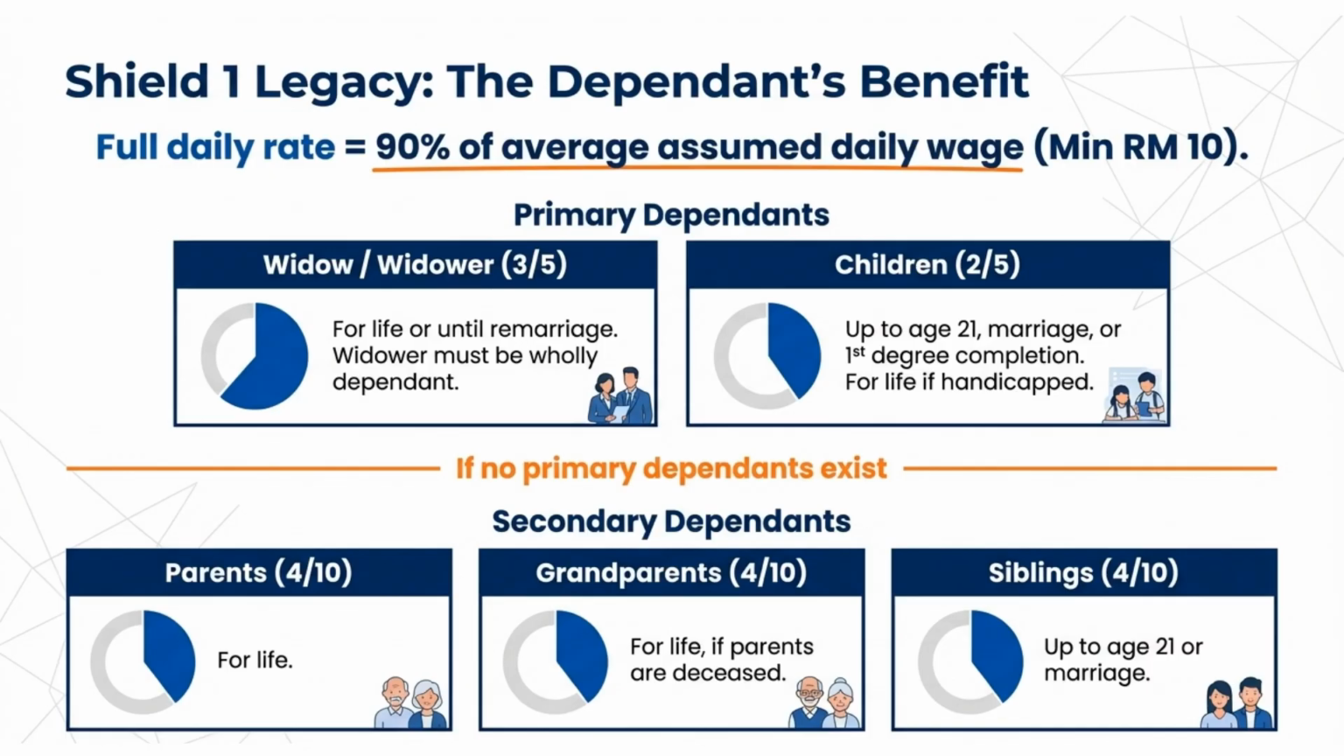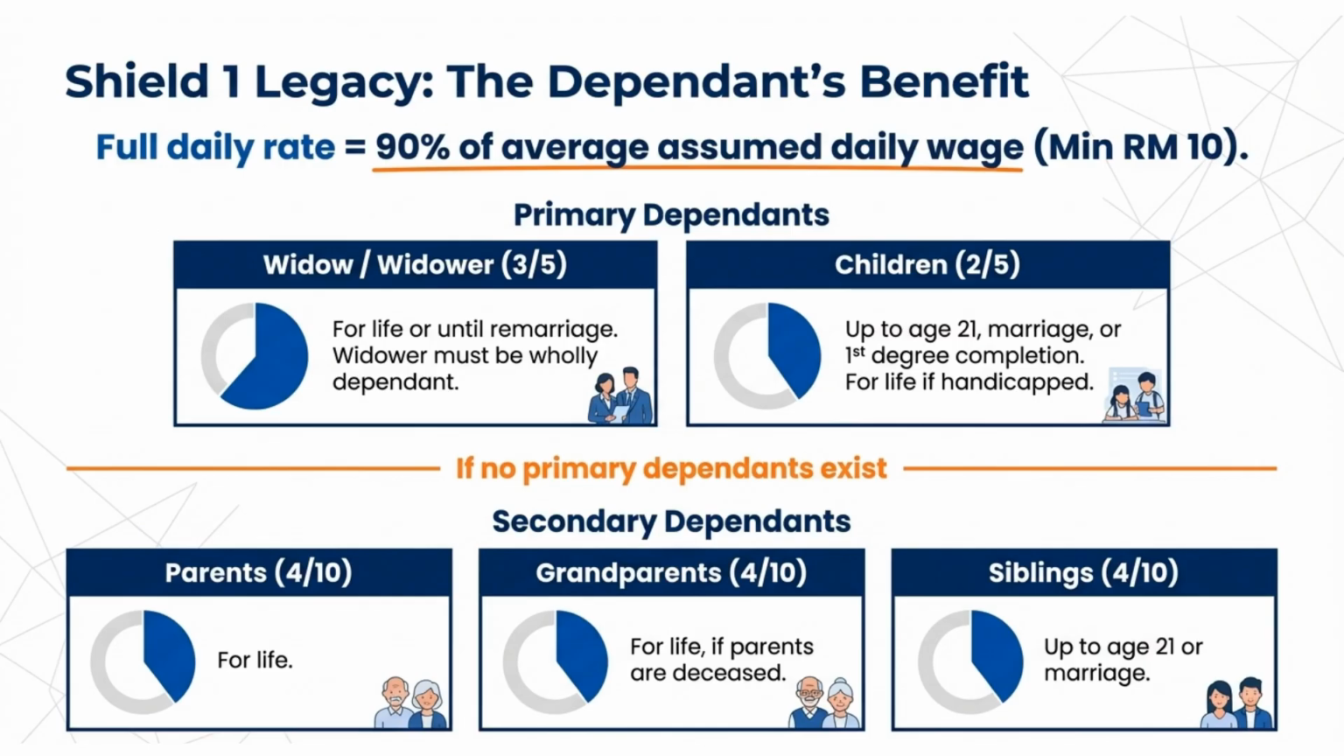If the child is pursuing higher education, SOCSO may extend payment until completion of the first degree or marriage. A mentally or physically handicapped child who cannot support himself receives the benefit for life. The widower receives 3/5 of the full daily rate on the condition that he was wholly or mainly dependent on the earnings of his wife at the time of her death. Payment continues until remarriage or until he earns enough to support himself.